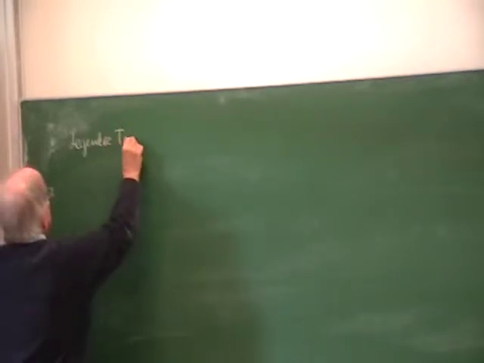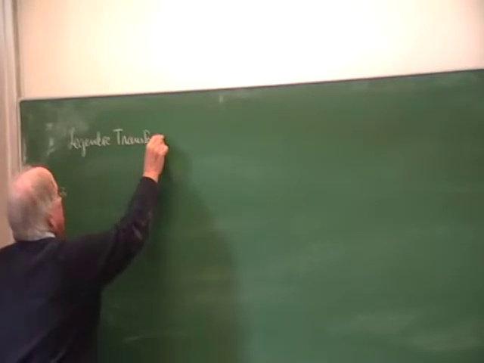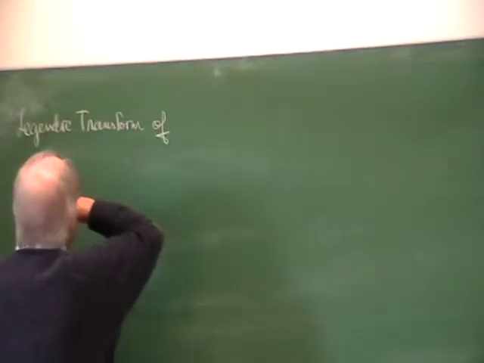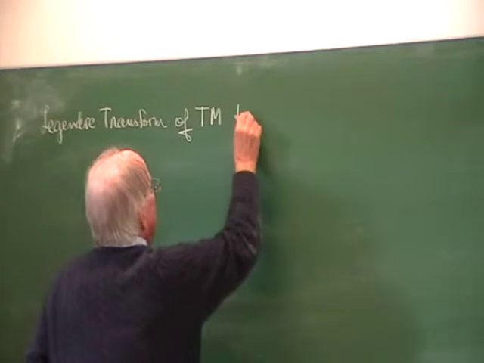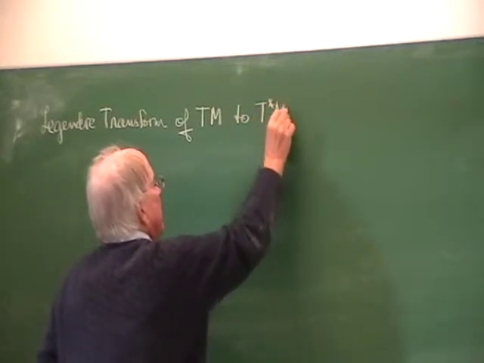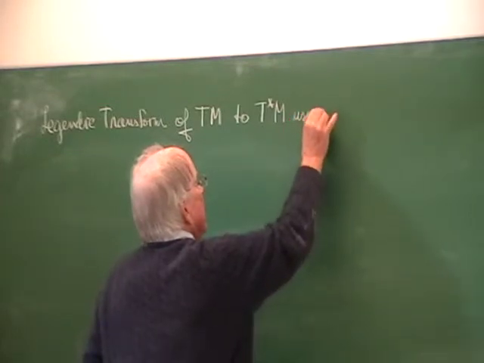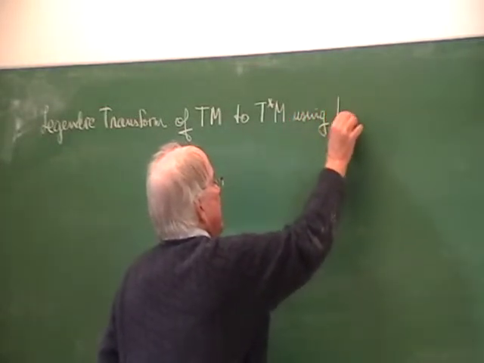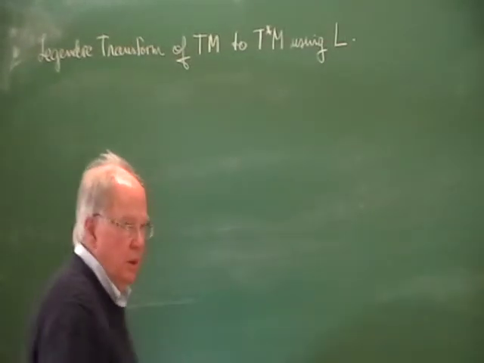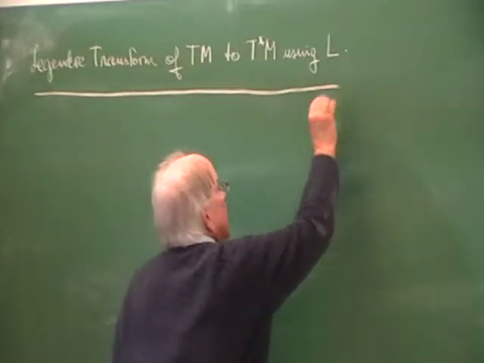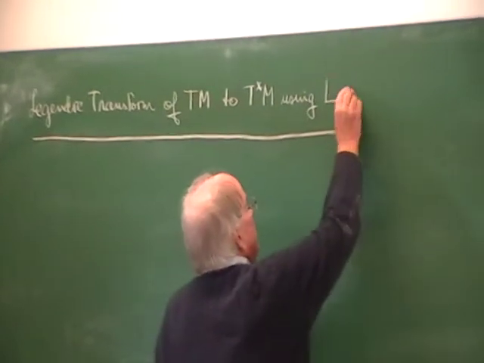So the goal is to understand the Legendre transformation, from the tangent model to the cotangent model using the Lagrangian L. So L is the Lagrangian, so let me emphasize that word.